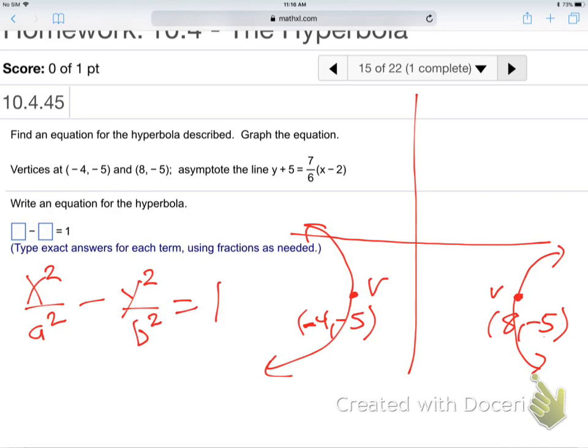Good so far. Now, what can we do next? Do you know what the center is on this one? We add the x's and then we divide by 2, right? Yeah, we could do that.